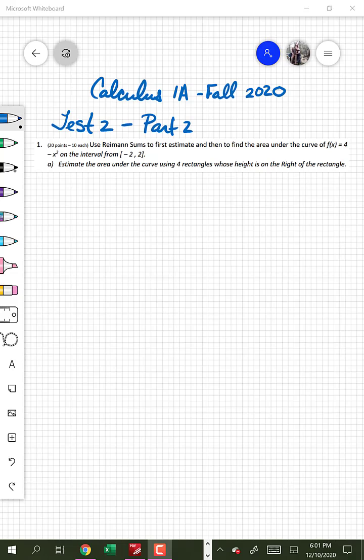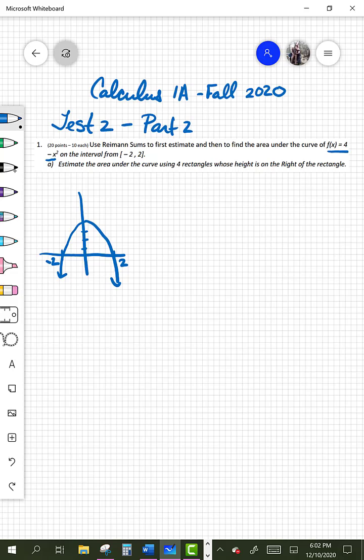We're going to estimate the area of the curve using 4 rectangles whose height is on the right of the rectangle. If you graph this, this is f of x equals 4 minus x squared. So this is a parabola facing downwards and shifted up 4 units. You didn't need to know this, but this is what the graph would look like, intersecting at -2 and 2.